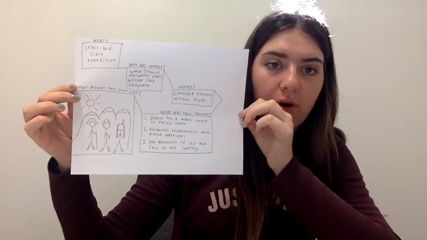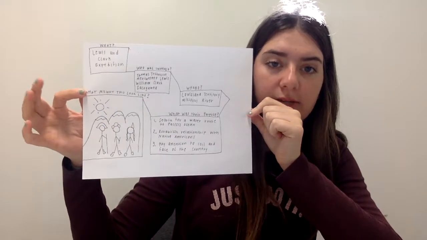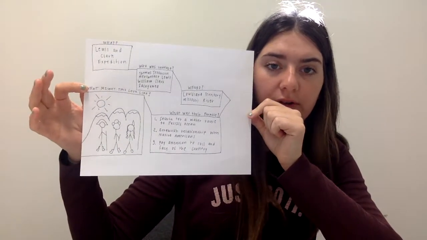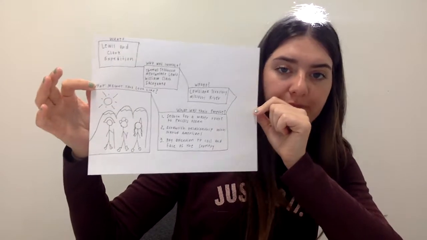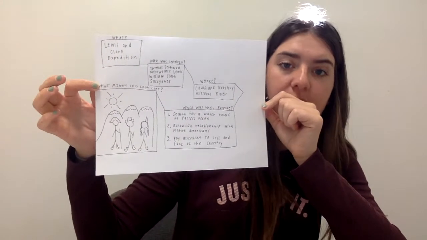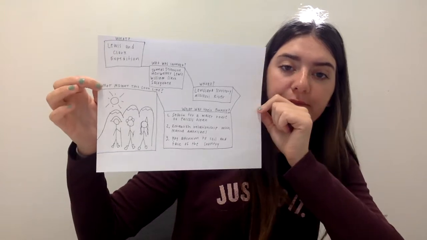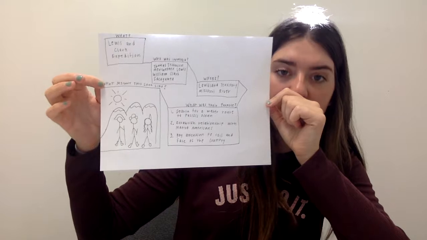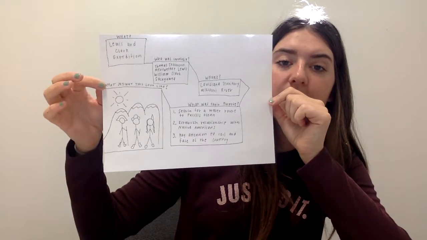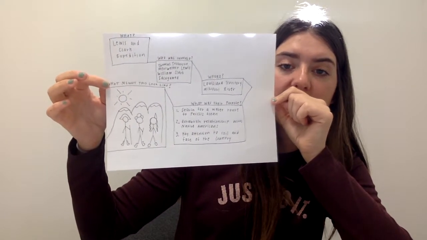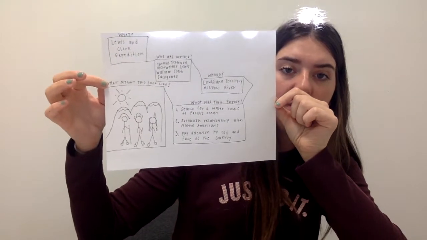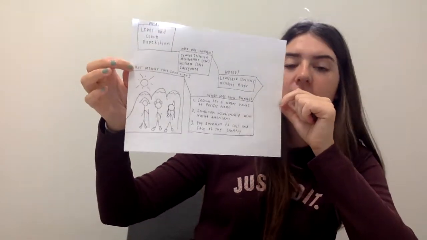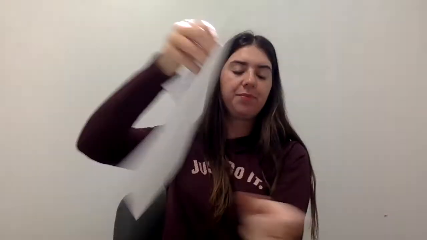This asks, what was it? The Lewis and Clark expedition. Who was involved? Thomas Jefferson, Meriwether Lewis, William Clark, and Sacagawea. Where? Into the Louisiana Territory and down the Missouri River. And what was their purpose? Search for a water route to the Pacific, establish relationships with Native Americans, pay attention to the soil and face of the country. And lastly, what might this look like? Students are provided a space to draw an idea of what they think the exploration was like.